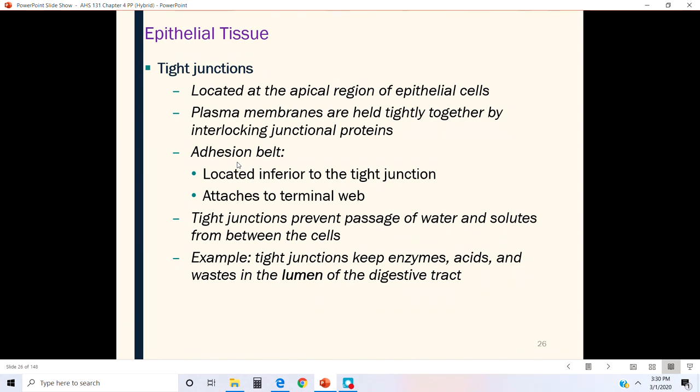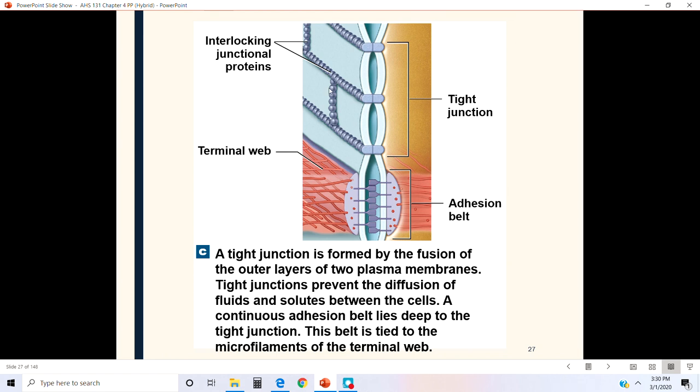So again, why are tight junctions important to us? These prevent the passage of water and solutes from between the cells. We don't want anything leaking out between the cells. An example would be different enzymes, waste products, and acids that are inside the hollow part of an organ known as the lumen, and we wouldn't want that to leak out. Okay, so those are tight junctions.